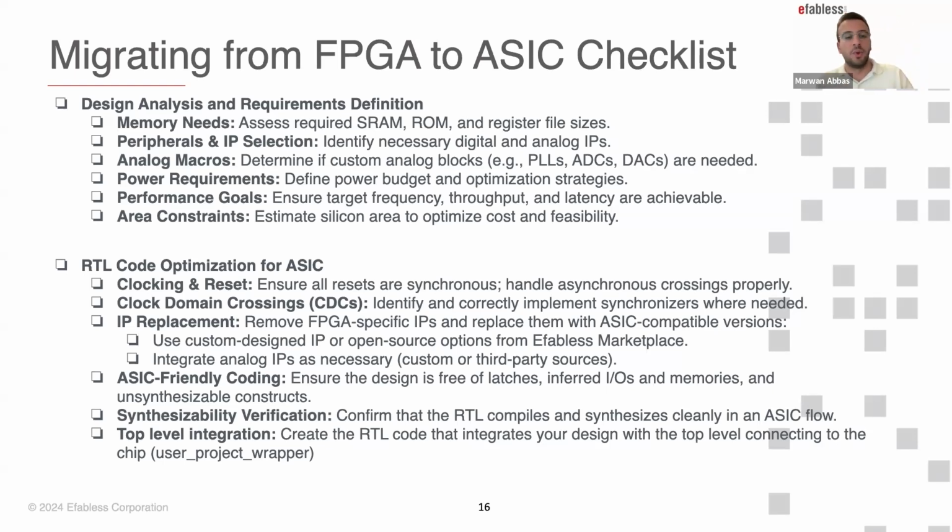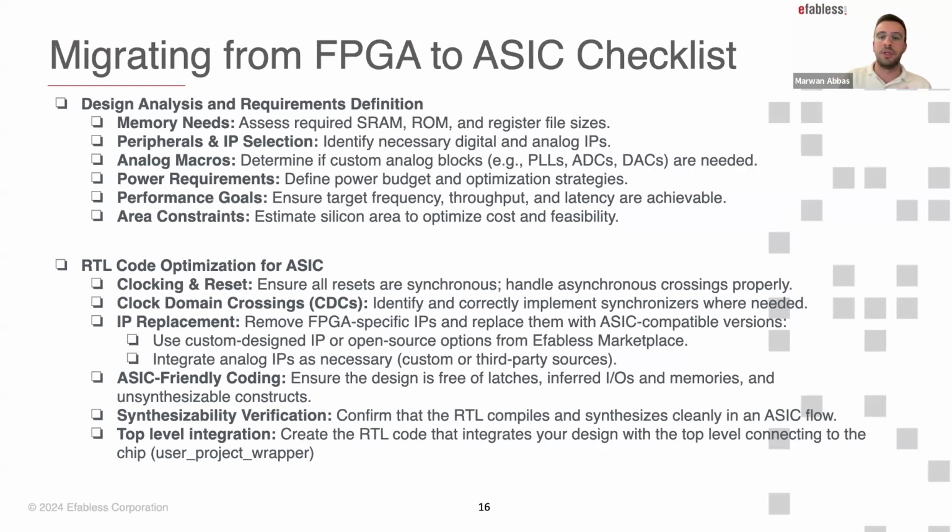So once your design requirements are clear and you have them done, you can start working on the RTL integration from FPGA to ASIC. We start by the clock and reset. We have to ensure that all the clocks and resets are synchronous, and we have to handle anything that is asynchronous from FPGA, as we showed in the earlier example. And then if you do have clock domain crossing, or you do have several clocks in the same design, you really want to create some logic to synchronize these clocks.